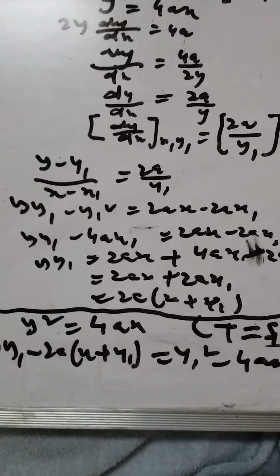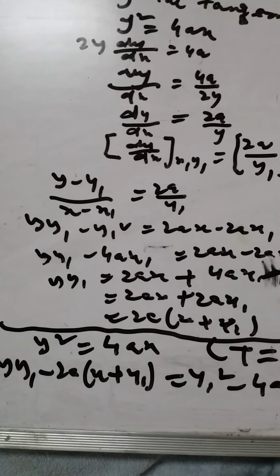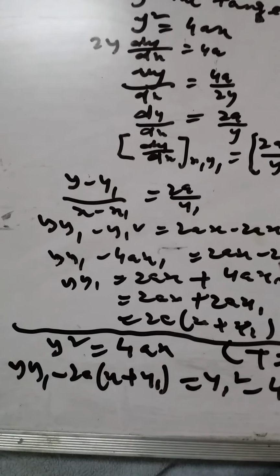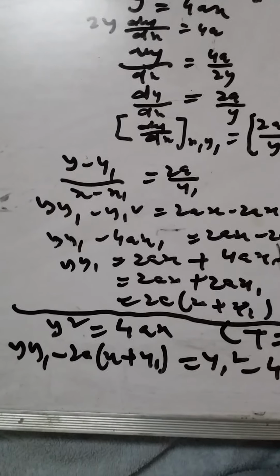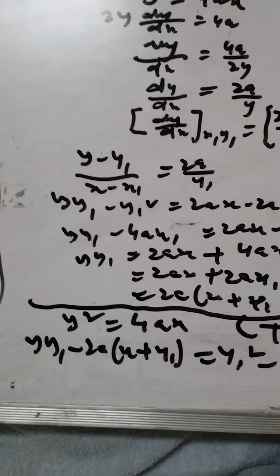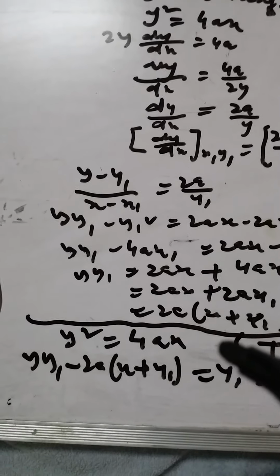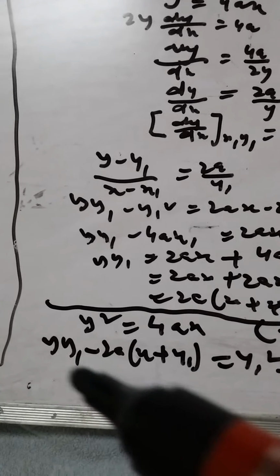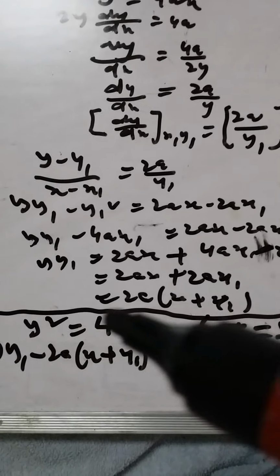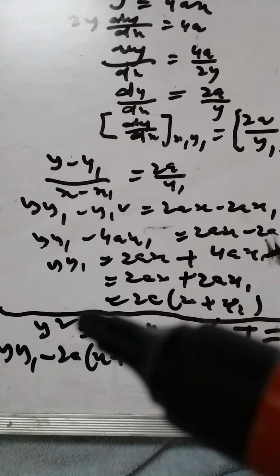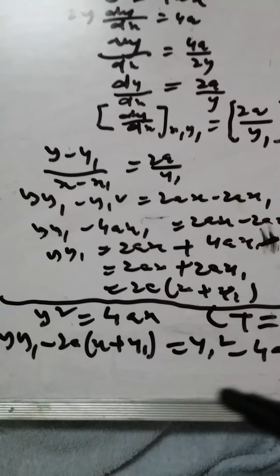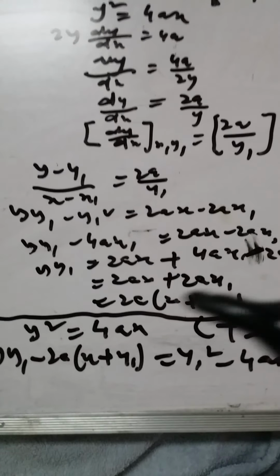And the equation of a chord whose midpoint is (x1, y1), for the parabola y square equal to 4ax: you know that T equals S1. Here T means the tangent at the point (x1, y1), we write this, and S1 equals y1 square minus 4a x1, and that is the equation of the chord whose midpoint is (x1, y1).